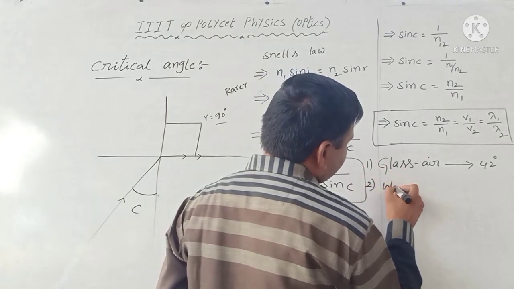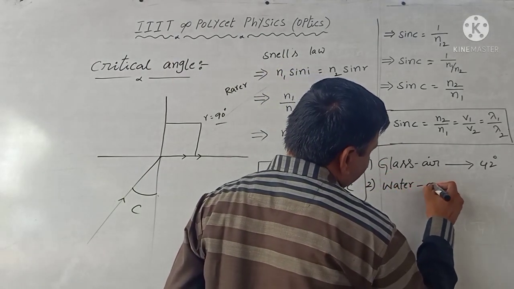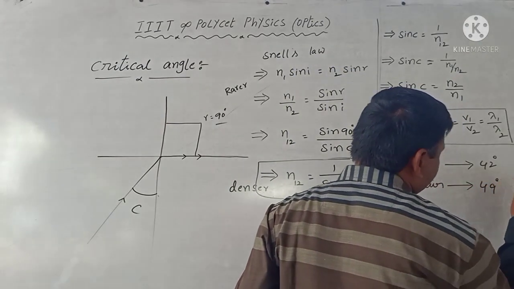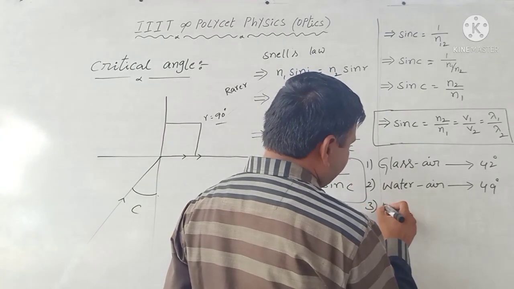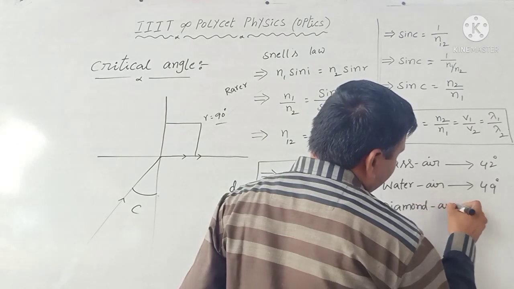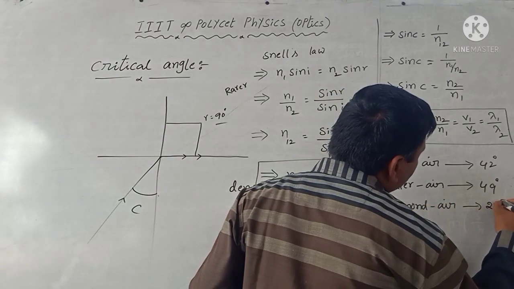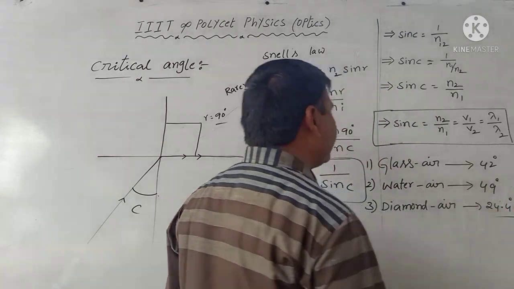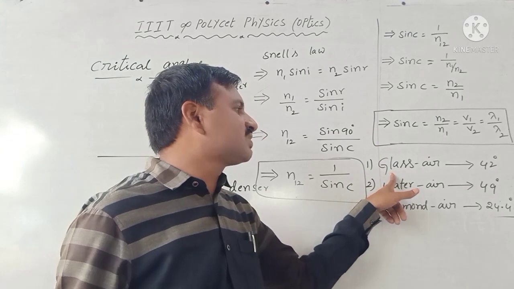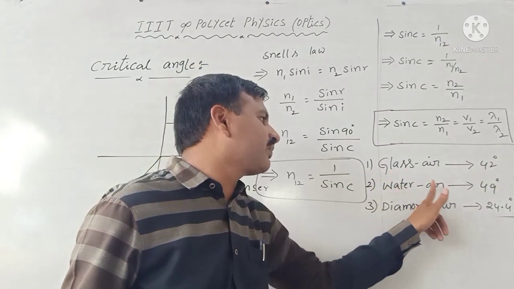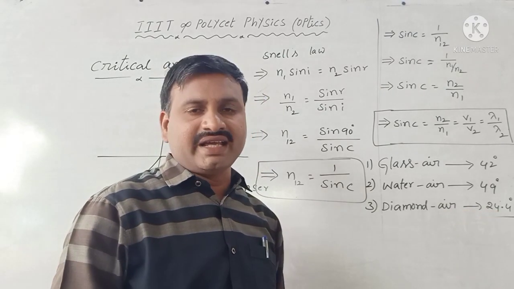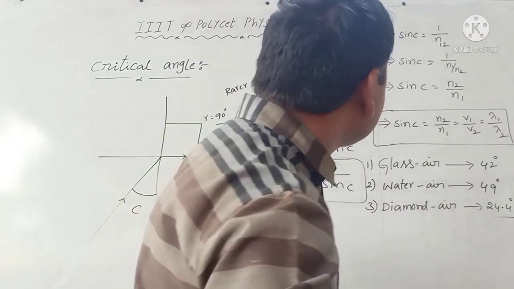After that, water to air. The critical angle of water to air is 49 degrees. After that, diamond to air is 24.4 degrees. Very important critical angles: critical angle of glass to air is 42, water to air is 49, and diamond to air is 24.4 degrees.